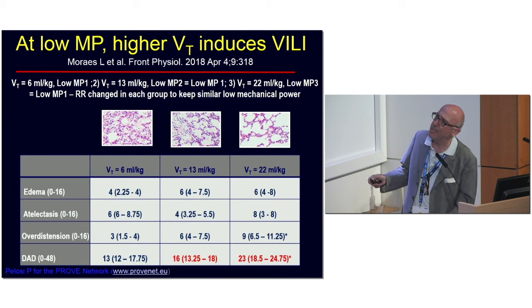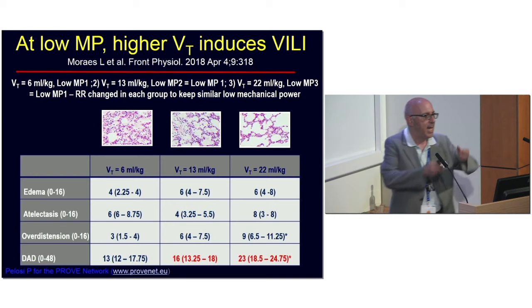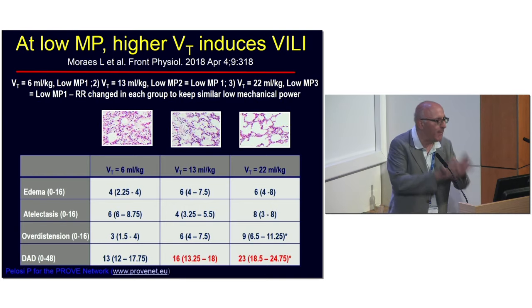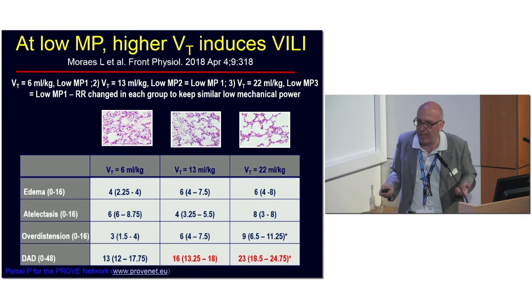And this is a study in animals where we delivered the minimal power, so at low tidal volume and as low a respiratory rate as possible. Then at this minimal mechanical power, we increase the tidal volume. So the concept is, if the theory is that only mechanical power per se is associated with lung injury, we should expect the same lung injury for the same mechanical power.